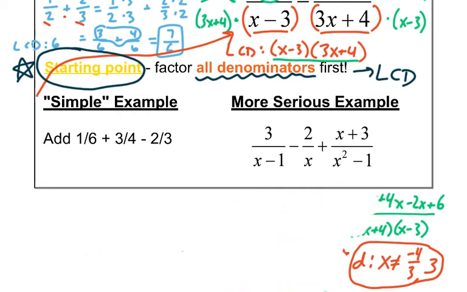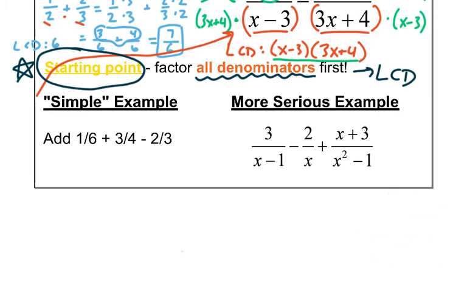All right, can you take a look at that left, simpler example, and just think about how do we add and subtract when there's more than one? It's getting a little more complicated, too. I'm going to add 1/6 plus 3/4 and then subtract 2/3.